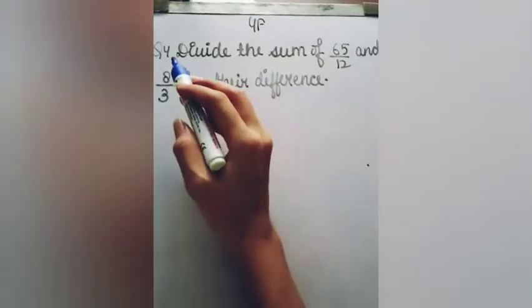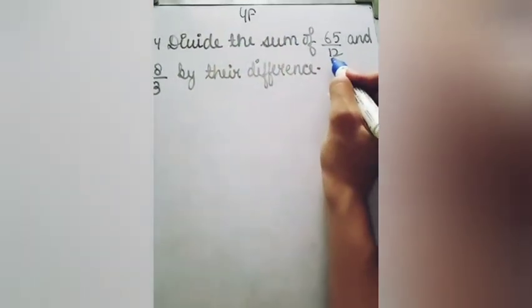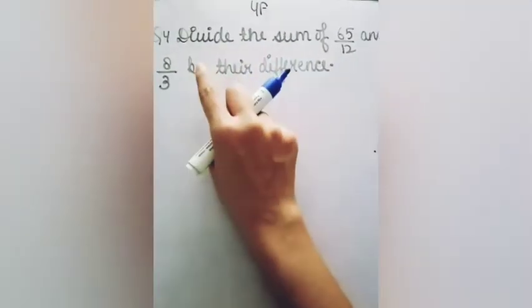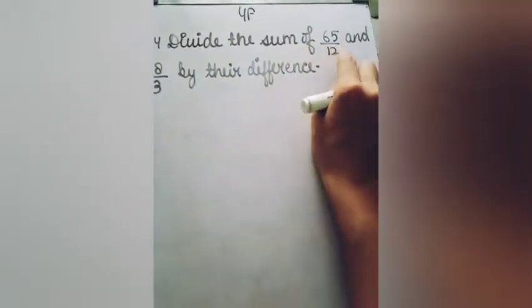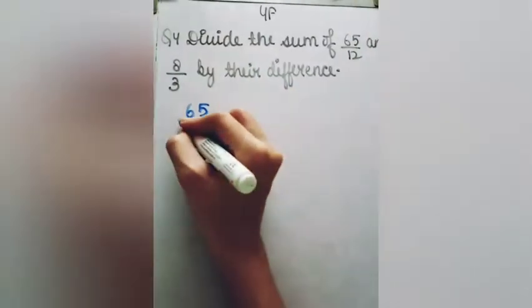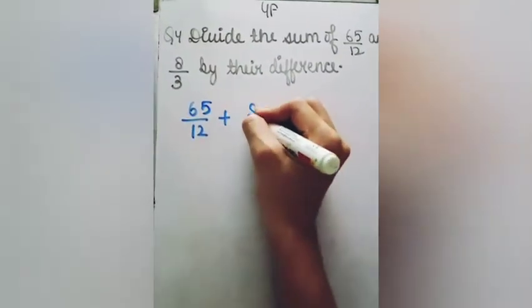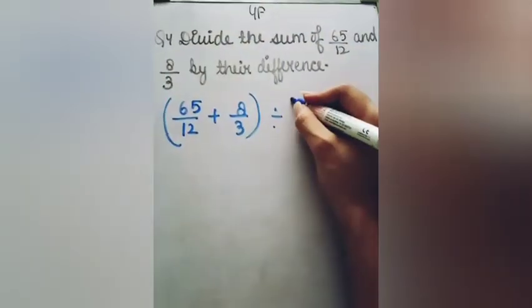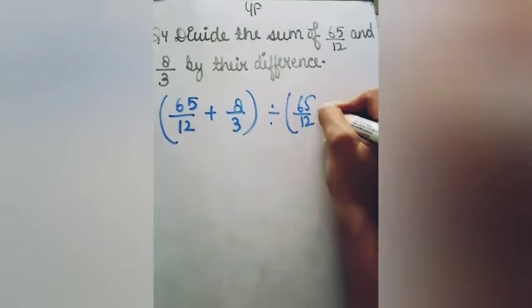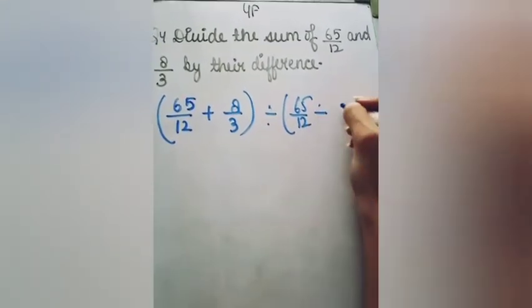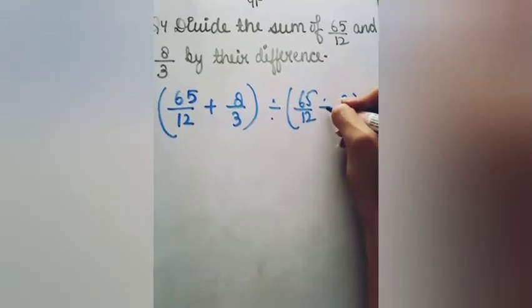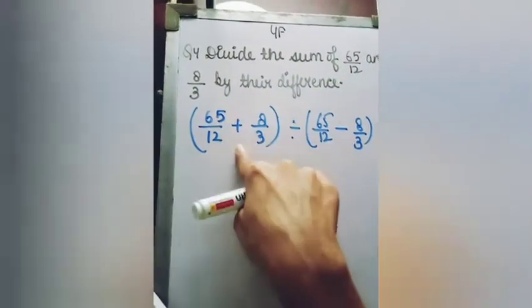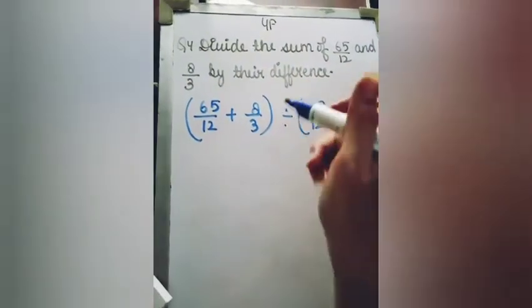See question number 4, class. Divide the sum of 65 upon 12 and 8 upon 3 by their difference. The question is saying we have to divide the sum of these numbers, 65 upon 12 plus 8 upon 3, by their difference, meaning minus. Okay, now solve this.